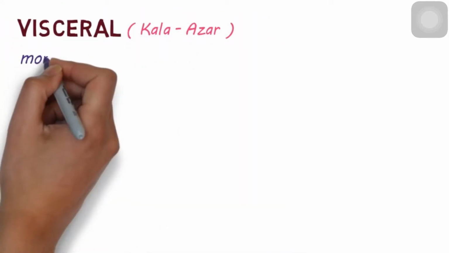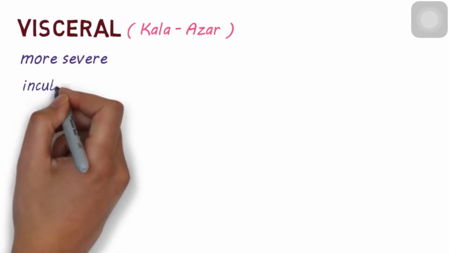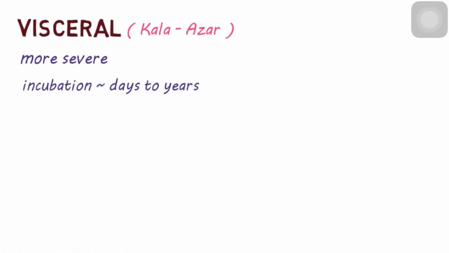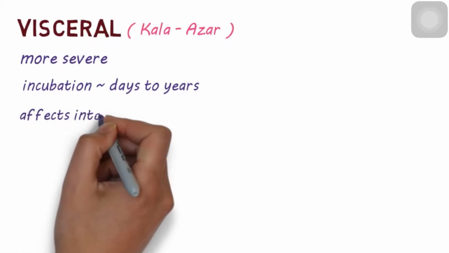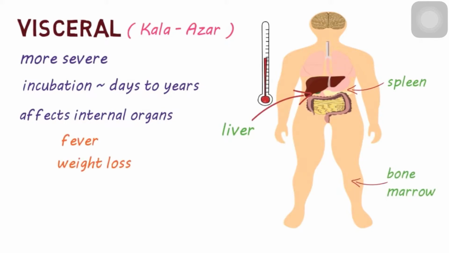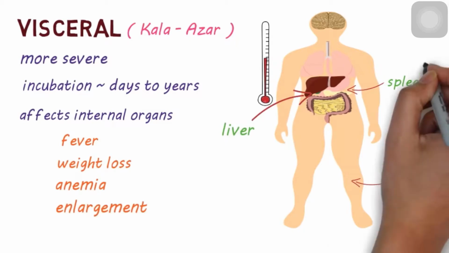Visceral leishmaniasis, also known as Kala-Azar, is the more severe form of the disease. It can develop from 10 days and even up to years after the bite of an infected sandfly. It affects the internal organs, usually the spleen, liver, and bone marrow. People typically present with episodes of fever, weight loss, anemia, and enlargement of the spleen and the liver.